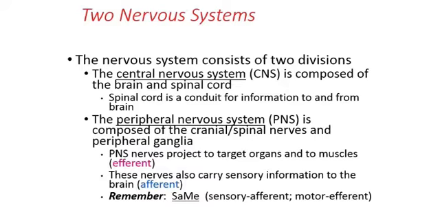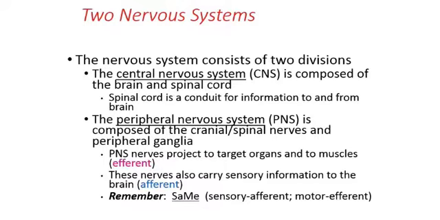I mentioned at the beginning of class that we have two nervous systems. And we've talked about the central nervous system being composed of the brain and the spinal cord, and the peripheral nervous system composed of the cranial and spinal nerves, cranial being toward the cranium up here, and spinal nerves coming down the spine, and peripheral ganglia, again, collections of cell bodies outside the spinal cord.